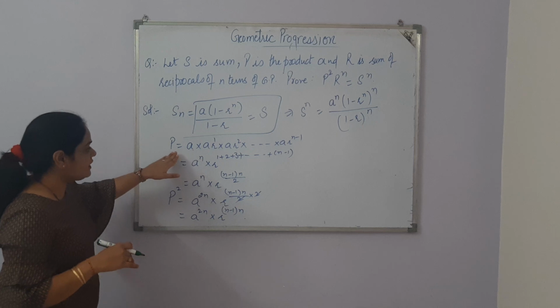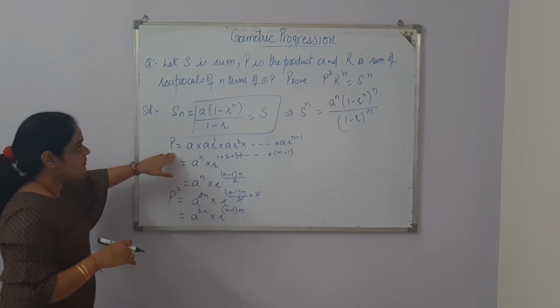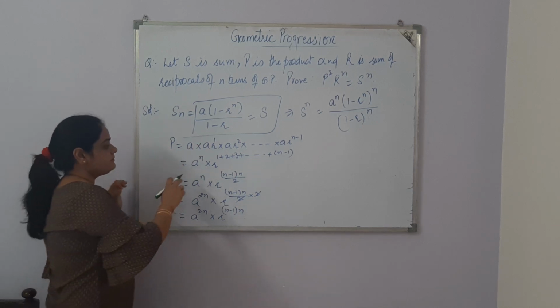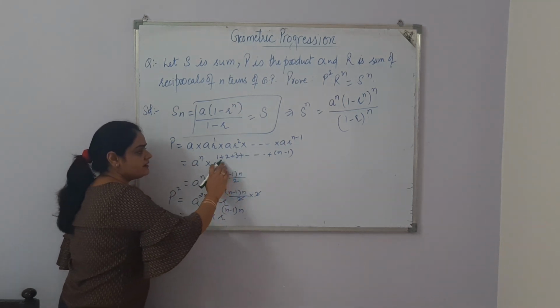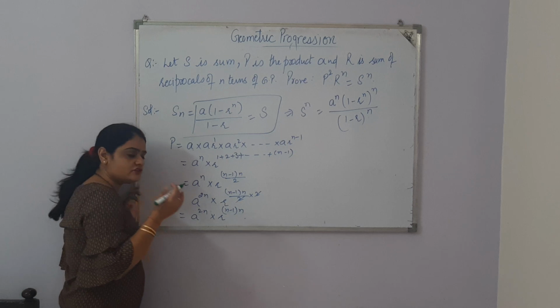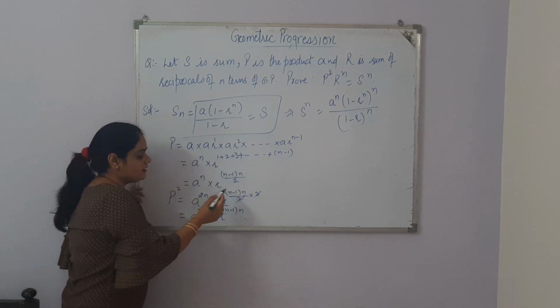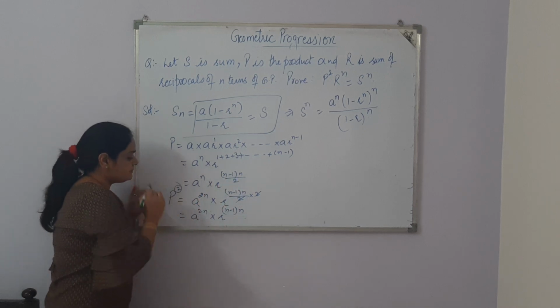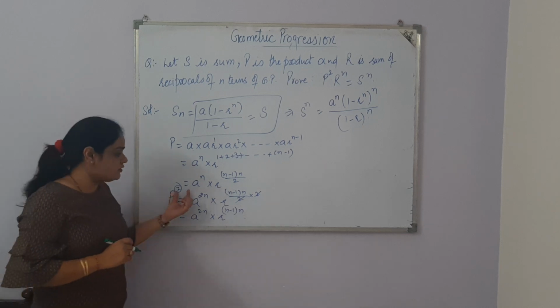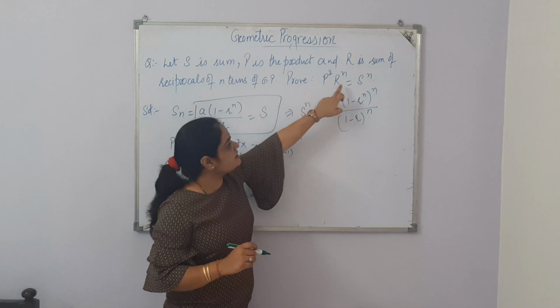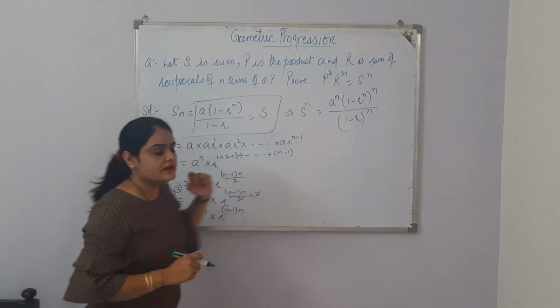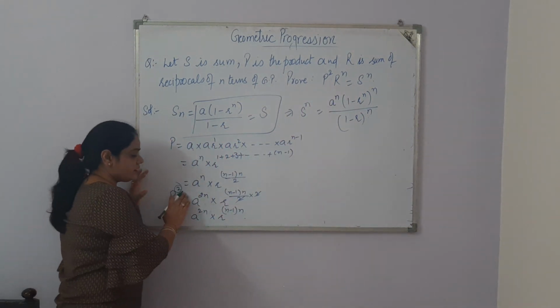And again now I find P. P is a product of first n terms of GP. So a raised to power n into r raised to power, the formula is applicable here, the sum of n minus 1 natural numbers, which is n minus 1 into n upon 2. After that, I took scaling on both sides. So why? Because I need to prove S raised to power n is equal to P square into R raised to power n. Just because of that, I did this step.